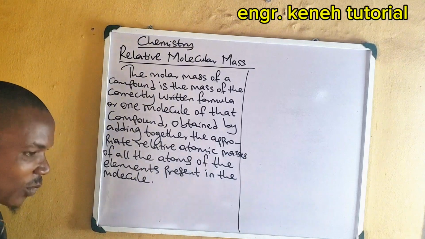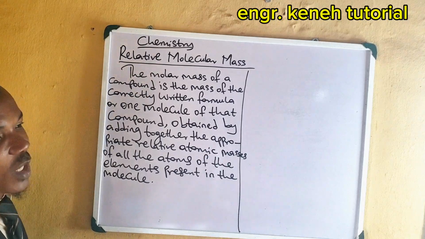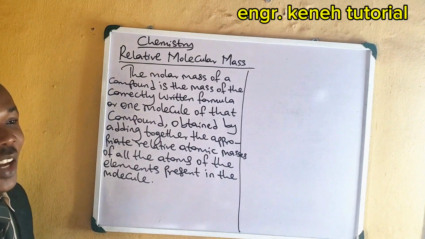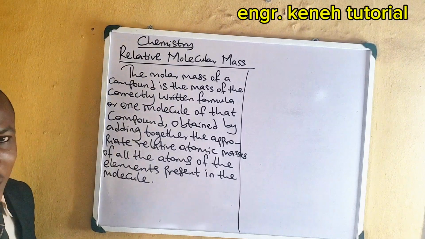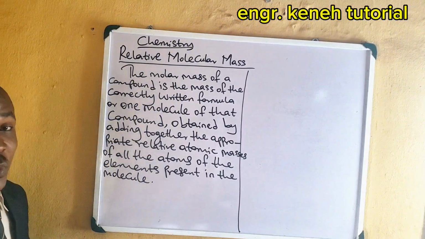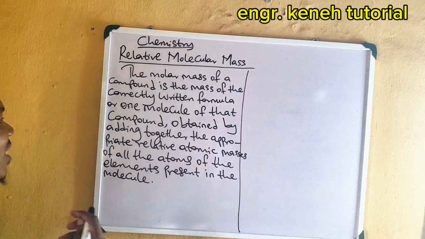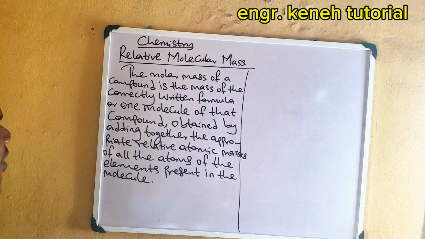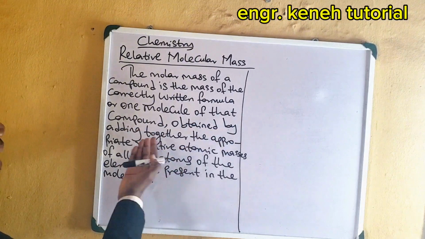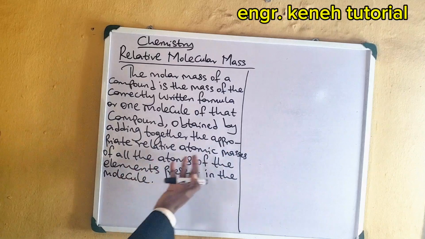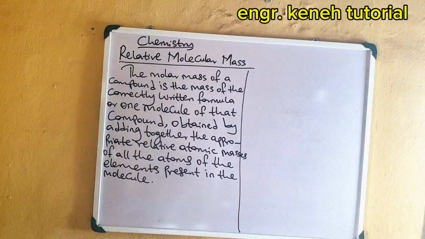First of all, you have to write its molecular formula very well. If you make a mistake in writing the molecular formula, that means that you can never get its molecular mass. Is it clear? So the first step is for you to write the molecular formula very well before you now start looking for its molar mass, or one molecule of that compound, obtained by adding together the appropriate relative atomic masses of all the atoms of the elements present in the molecule.